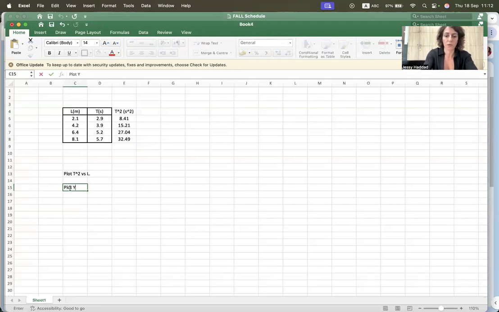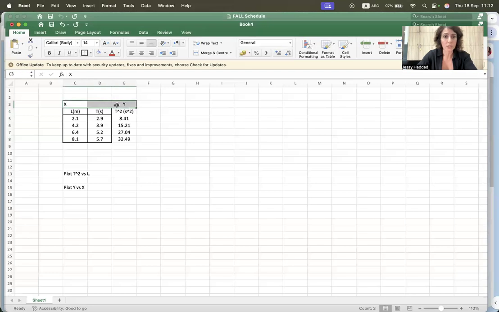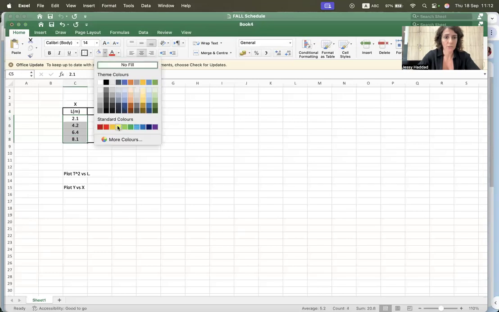We say plot y versus x, right? So t squared is going to be your y. This is your y-axis and this is your x-axis. So every time you use Excel, just make sure to put your x first, then y. I'm going to highlight x in yellow for it to be visible.